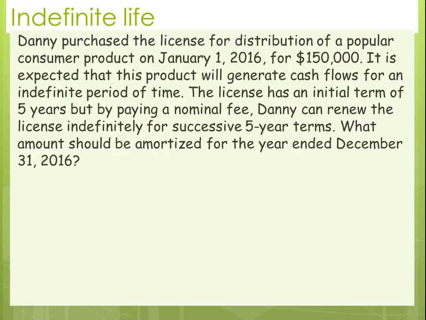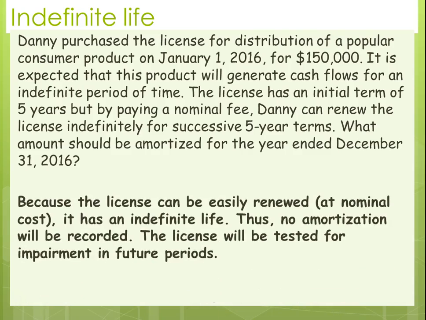All right, the next thing that happened is Danny purchased a license for distribution of a popular consumer product on January 1st for $150,000. It expected this product would generate cash flows for an indefinite period of time. The license has a 5-year life, but by paying a nominal fee, they can continually renew it. What amount should be amortized for the year ending December 31st, 2016? Because the license can be easily renewed, it has an indefinite life, so there would be no amortization, but we would look at impairment in the future.